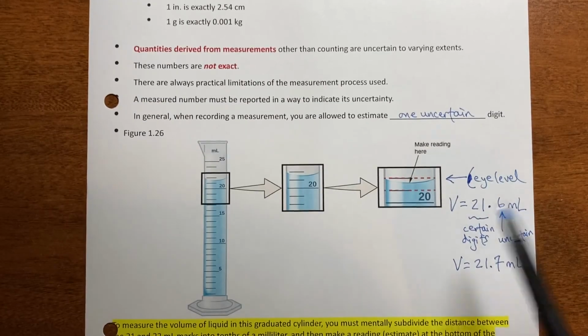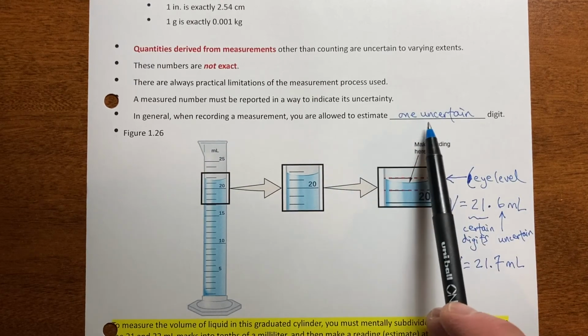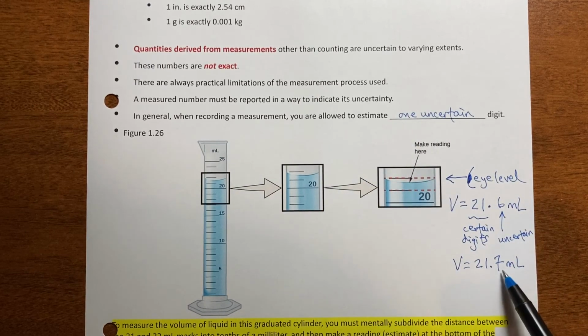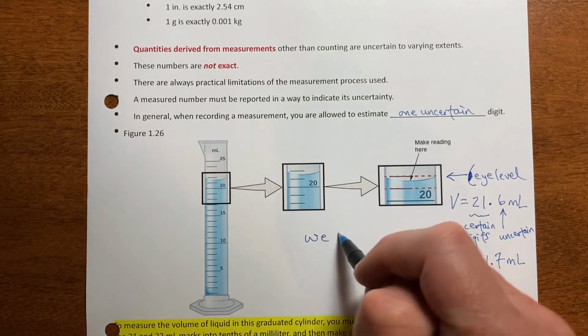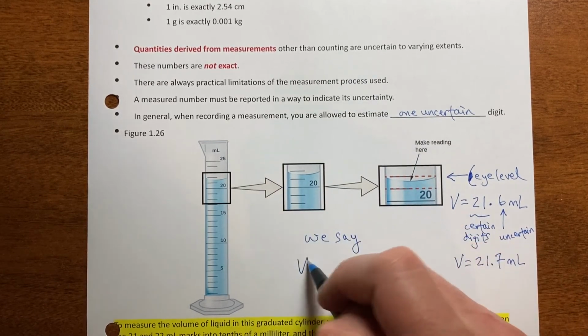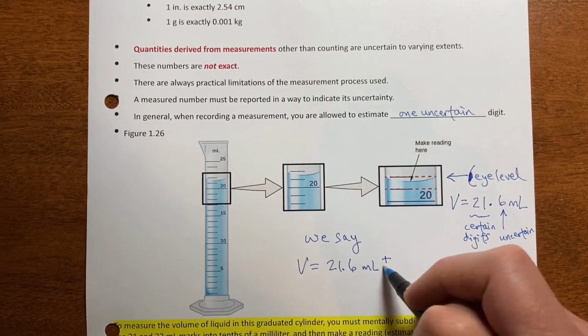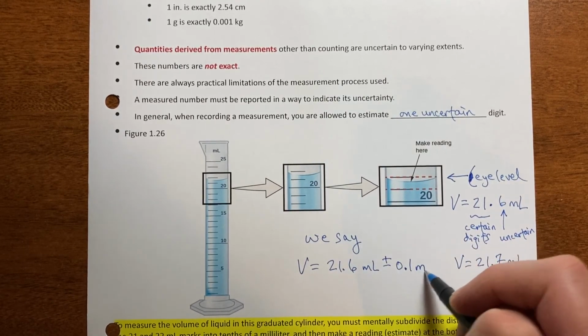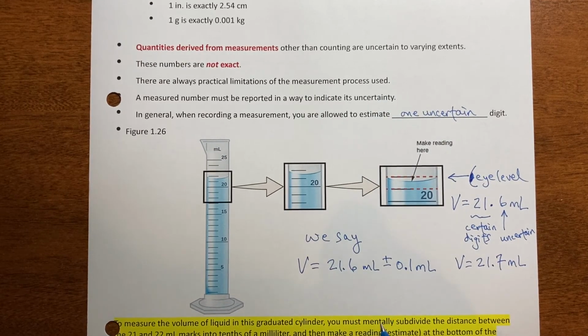So that's why we say that the last decimal place is where you're allowed to estimate one uncertain digit. So plus or minus 1 higher or lower than what most people think. So we generally would express that. We would say then that the volume is equal to 21.6 milliliters plus or minus 0.1 milliliters. That expresses the precision of the measuring device.